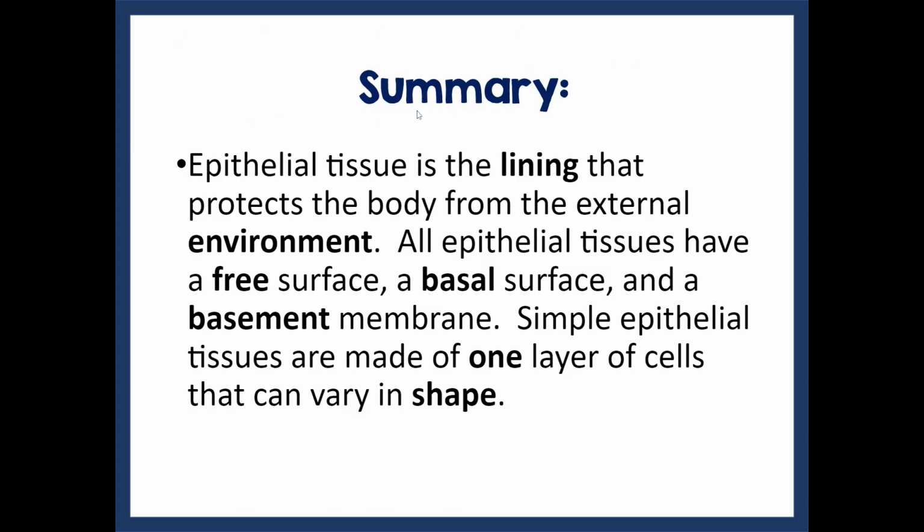So to sum up, epithelial tissue is the lining that protects the body from the external environment. All epithelial tissues have a free surface, a basal surface, and a basement membrane. Simple epithelial tissues are made of one layer of cells. That's what makes them simple. And they can vary in shape. The three shapes that we looked at, I didn't write this, but the three shapes that we looked at were squamous, those were the flat ones, cuboidal, those were the cube-shaped ones, and columnar, they were the tall, thin ones.